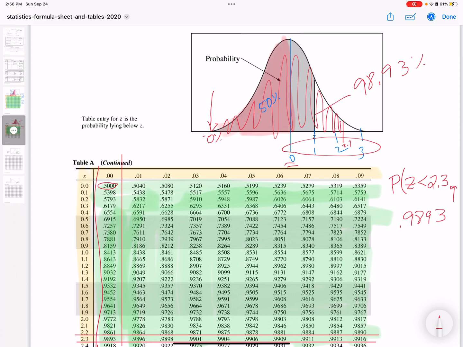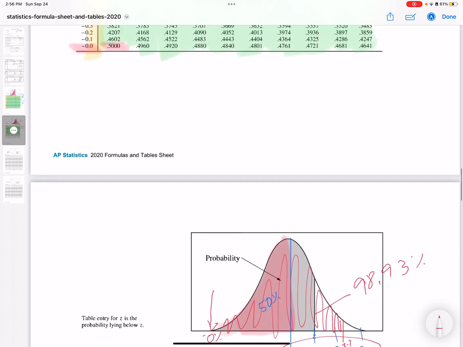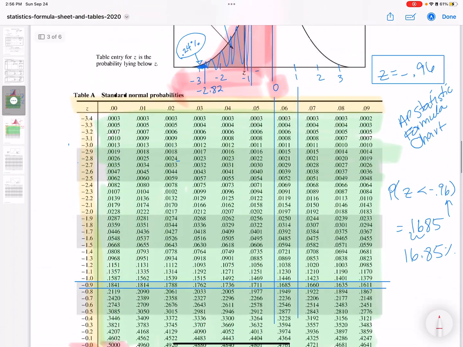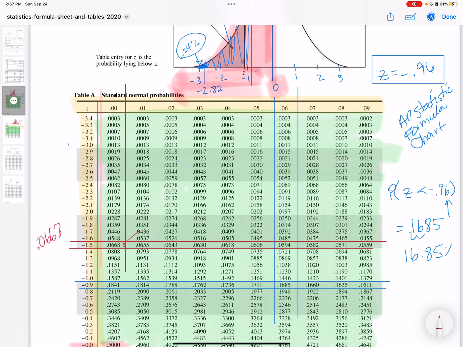And our z-score, remember, that we're looking for is actually negative 1.5. So we're gonna have to go back to the negative side. And negative 1.5 is right here. Negative 1.5, and then it's negative 1.50. So that's this area right here. And so that value is actually 0.0668, or 6.68%, because I moved the decimal over 2 times. Okay, so that's how to do a z-score chart.